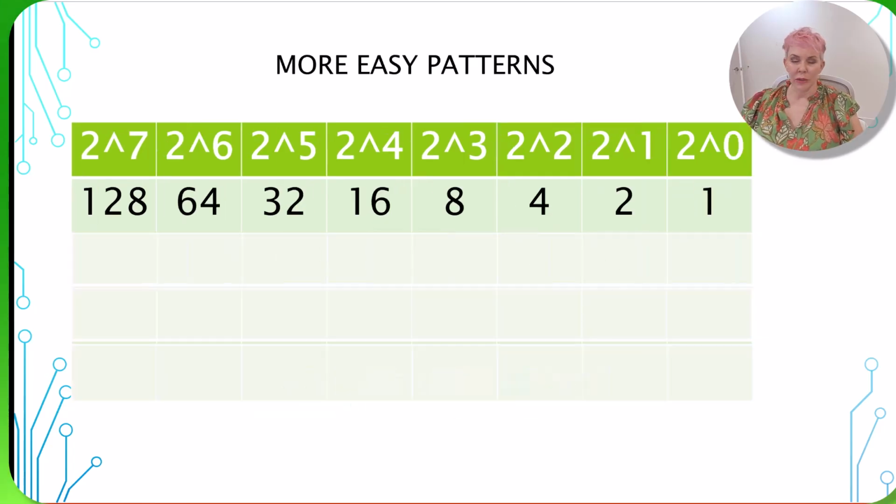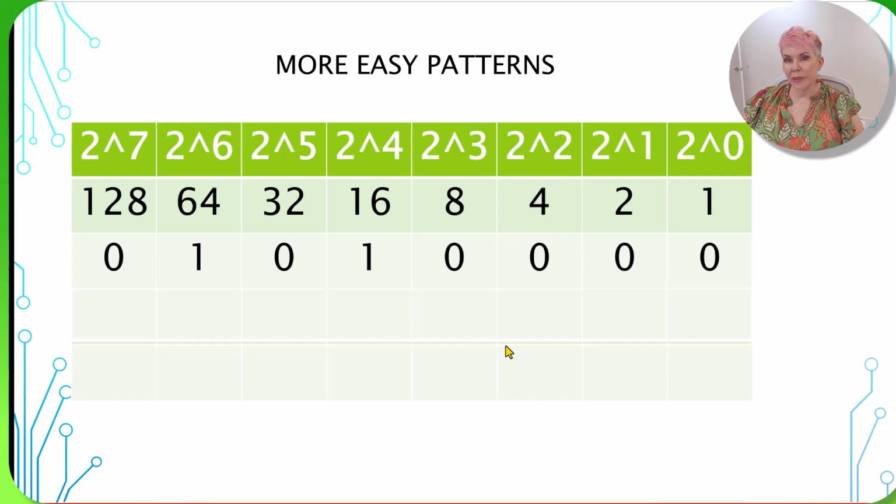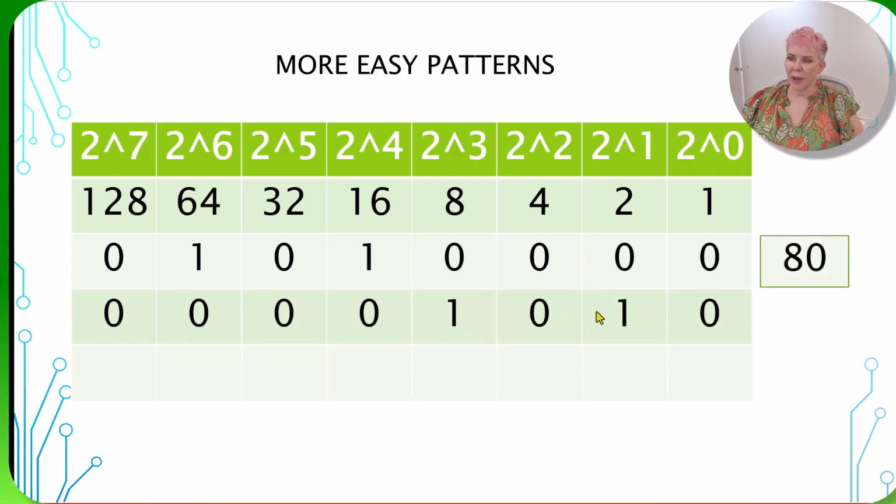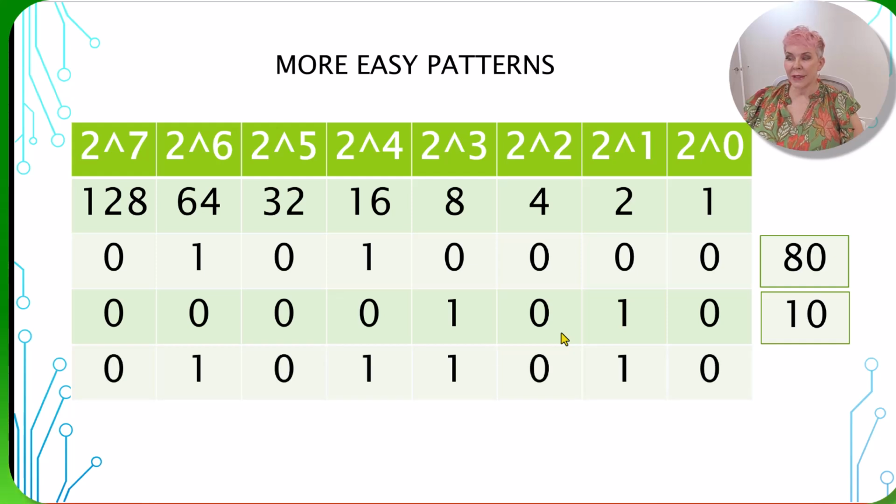More easy patterns. 0, 1, 0, 1, and then 0, 0, 0, 0. This is 80. This is easy pattern 80. And if I combine easy pattern 80 with easy pattern 10, then what I'm going to get is 90, right? I'm going to get 90. When I start to see these, it just makes adding them faster.